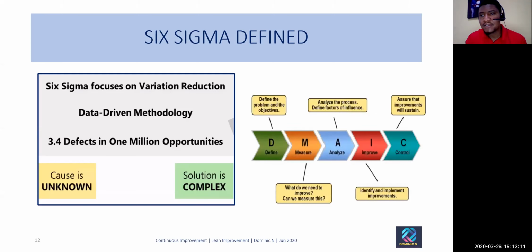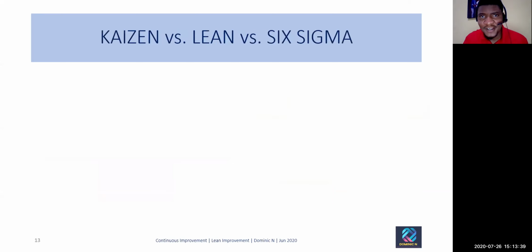So it has five phases. It has the define phase, the measure phase, the analyze phase, the improve phase, and the control phase. But in all of these phases, there are like 15 steps. And in these 15 steps, there are over 30 toolkits that are used in solving problems. It's a very powerful process or methodology in problem solving. But don't forget, only use it when your cause is unknown and your solution is complex.